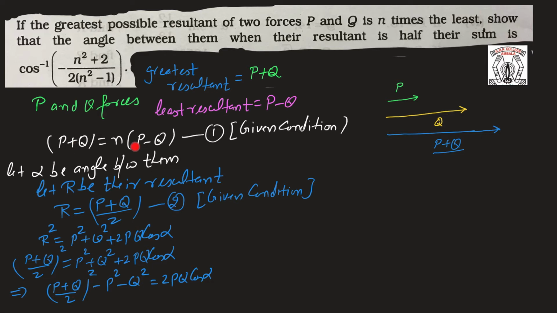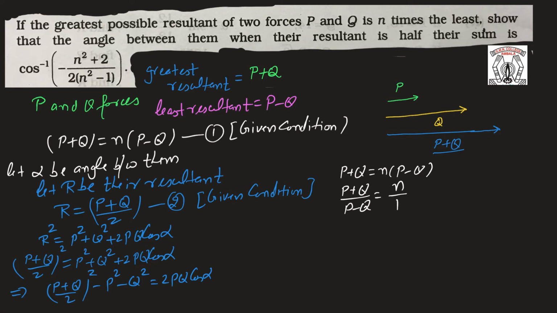To eliminate, we look with some hope at equation number 1. And what is that equation? Come to equation number 1. This is P plus Q is equal to n times P minus Q. So it will be P plus Q over P minus Q is equal to n by 1.